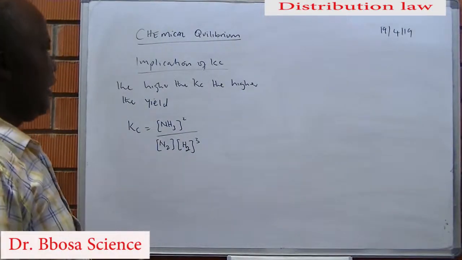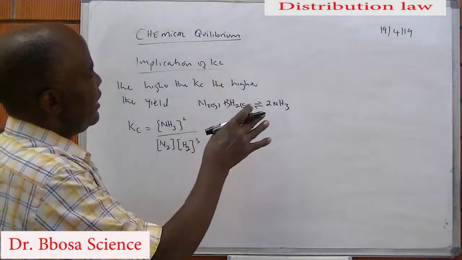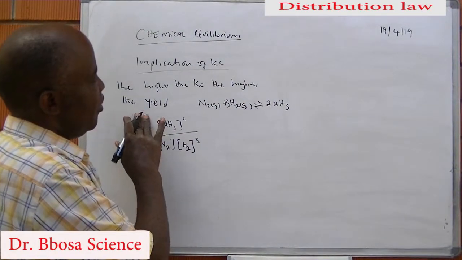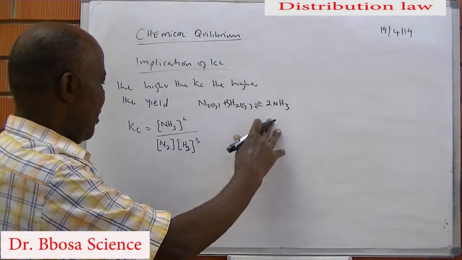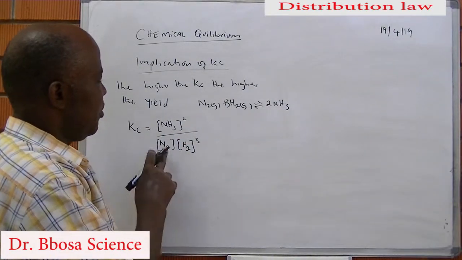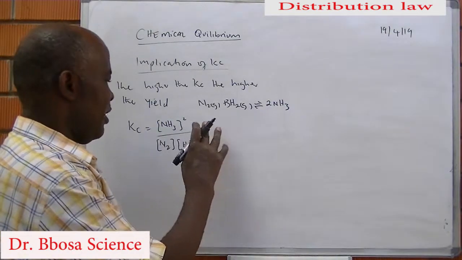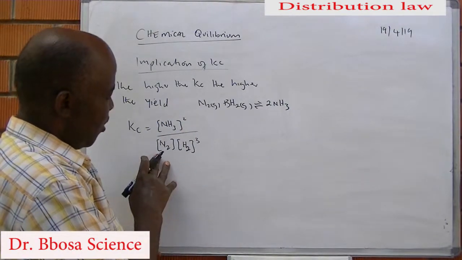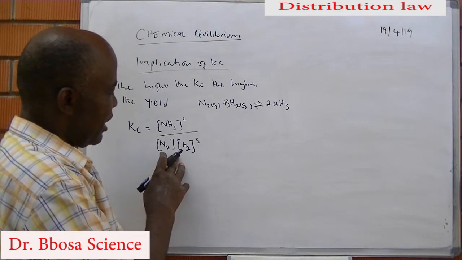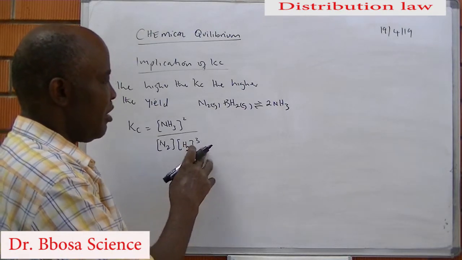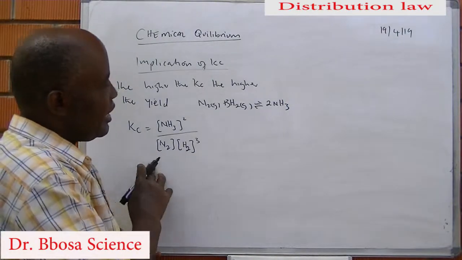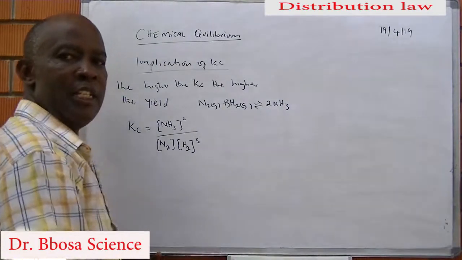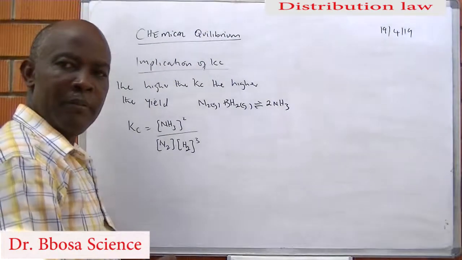Implication of Kc: the higher the Kc, the higher the yield. For instance, nitrogen reacts with hydrogen to form ammonia. Kc will be equal to the concentration of ammonia raised to power 2 over the concentration of nitrogen times the concentration of hydrogen raised to power 3. So the higher the Kc, the more ammonia produced in this reaction.